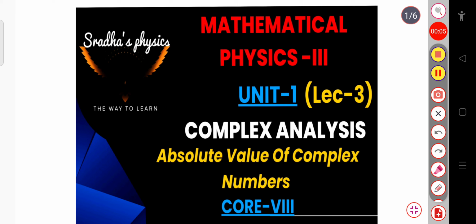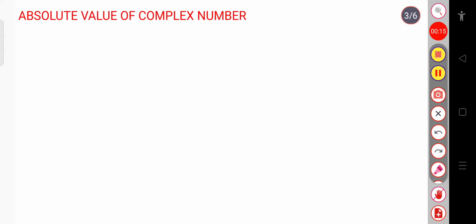We are continuing with our core 8 part, that is the complex analysis. Today we will see the absolute value of a complex number. So let us consider the complex number, suppose z equal to x plus iy, where x and y are real numbers, x is the real part, and iy belongs to the imaginary part.